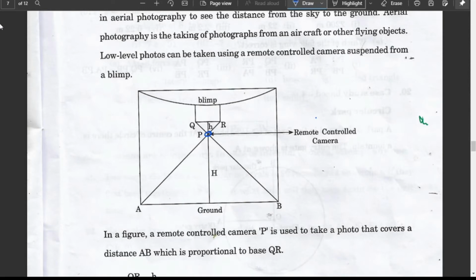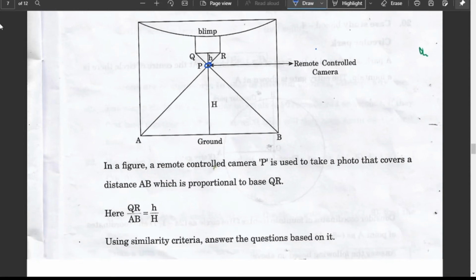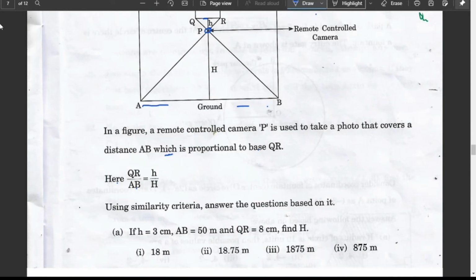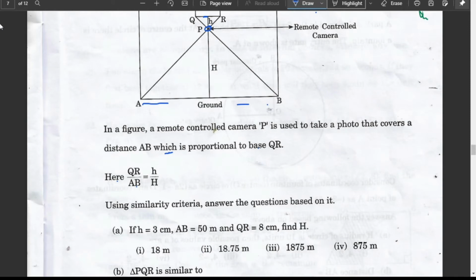Then we'll see what the question requires, and then we'll pull out the triangles accordingly. In the figure, a remote control camera P is used to take a photo that covers the distance AB, which is proportional to base QR. So QR by AB equals h by H. Here h is the height of the small triangle and H of the bigger. Using similarity criteria, answer the questions based on it.